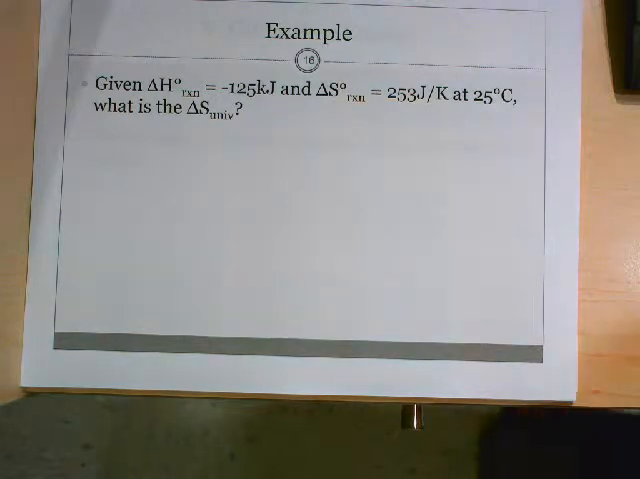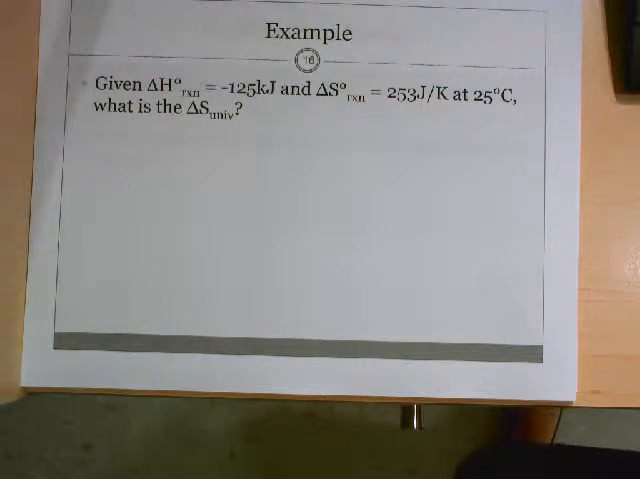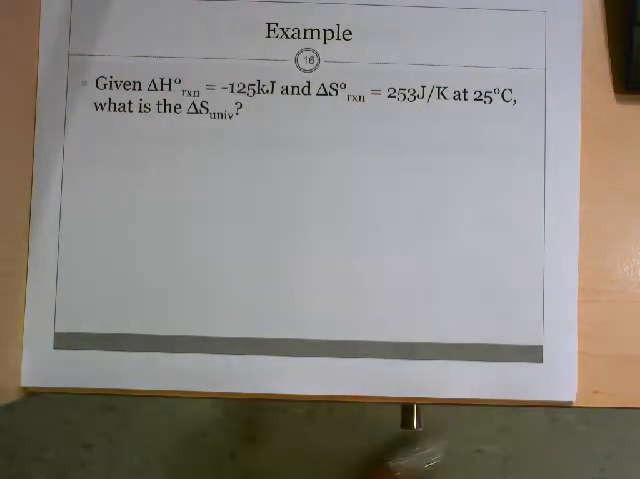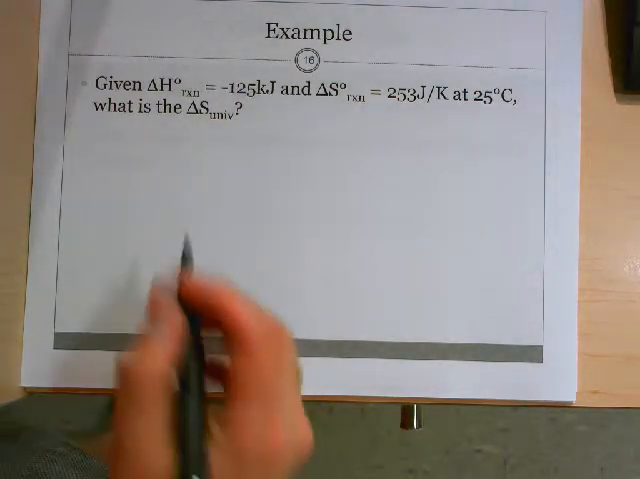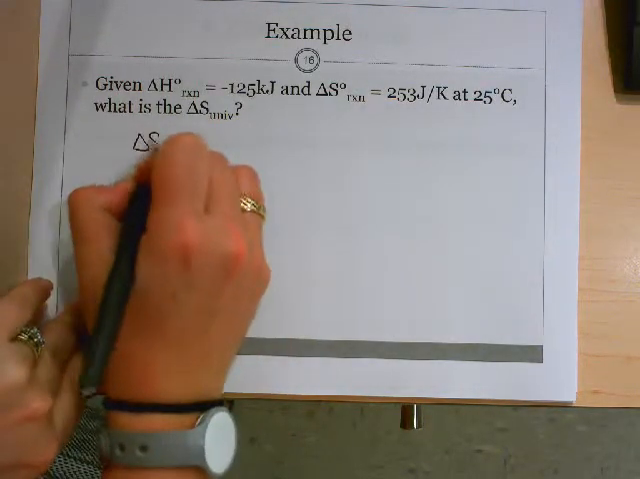Alright, so for an unknown reaction, I gave you the delta H is negative 125 kilojoules, and the delta S of the reaction is 253 joules per Kelvin. As long as you're at 25 degrees Celsius, I want to figure out the delta S of the entire universe for this reaction. Not really the delta S, the entire universe. That's a separate question.